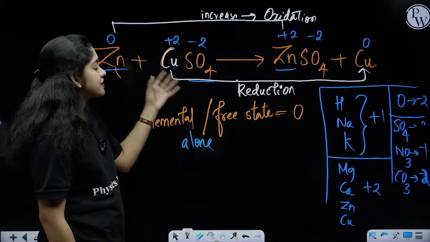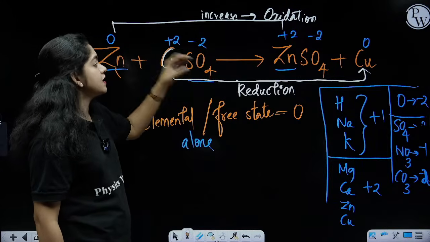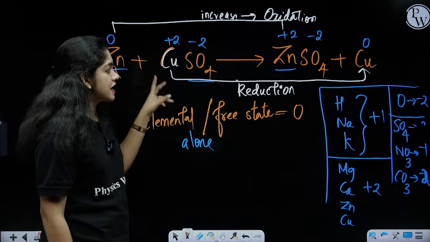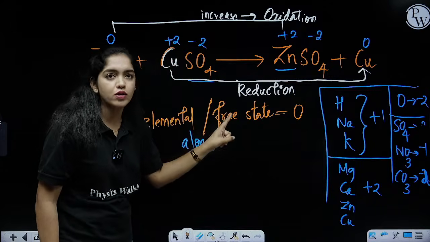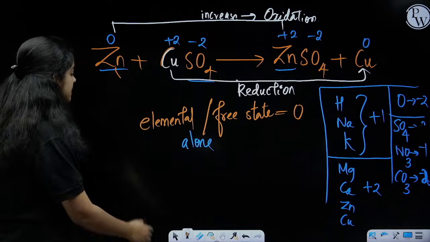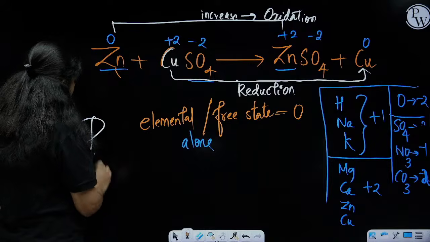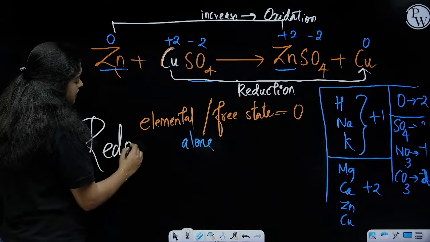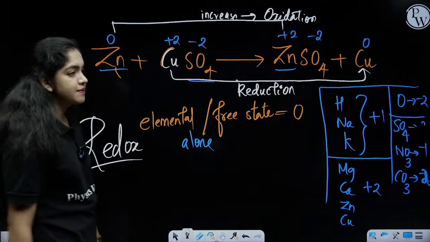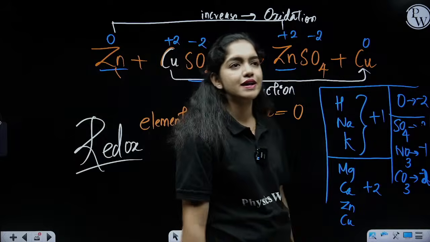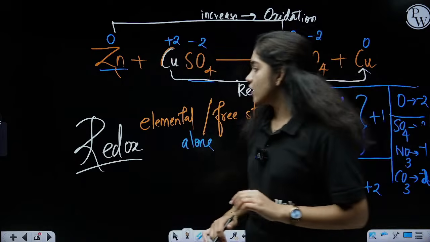Now look at the reaction. Zinc undergoes oxidation and copper undergoes reduction. In the same reaction, oxidation and reduction occur, so it is a redox reaction. This reaction is an example of a redox reaction. So what is a redox reaction? Redox reaction means reduction and oxidation occurring at the same time. Clear? Got it?